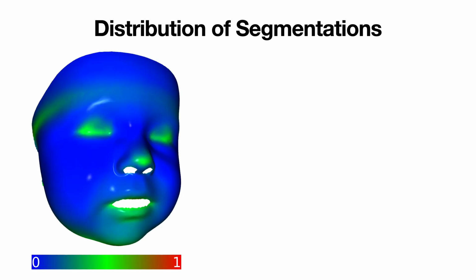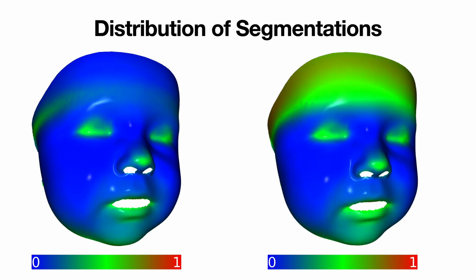We manually segmented on average 16% of the facial geometry in our dataset as artifacts. The spatial distribution is visualized on the left. We additionally marked on average 27% of the textures as corrupted, as visualized on the right.